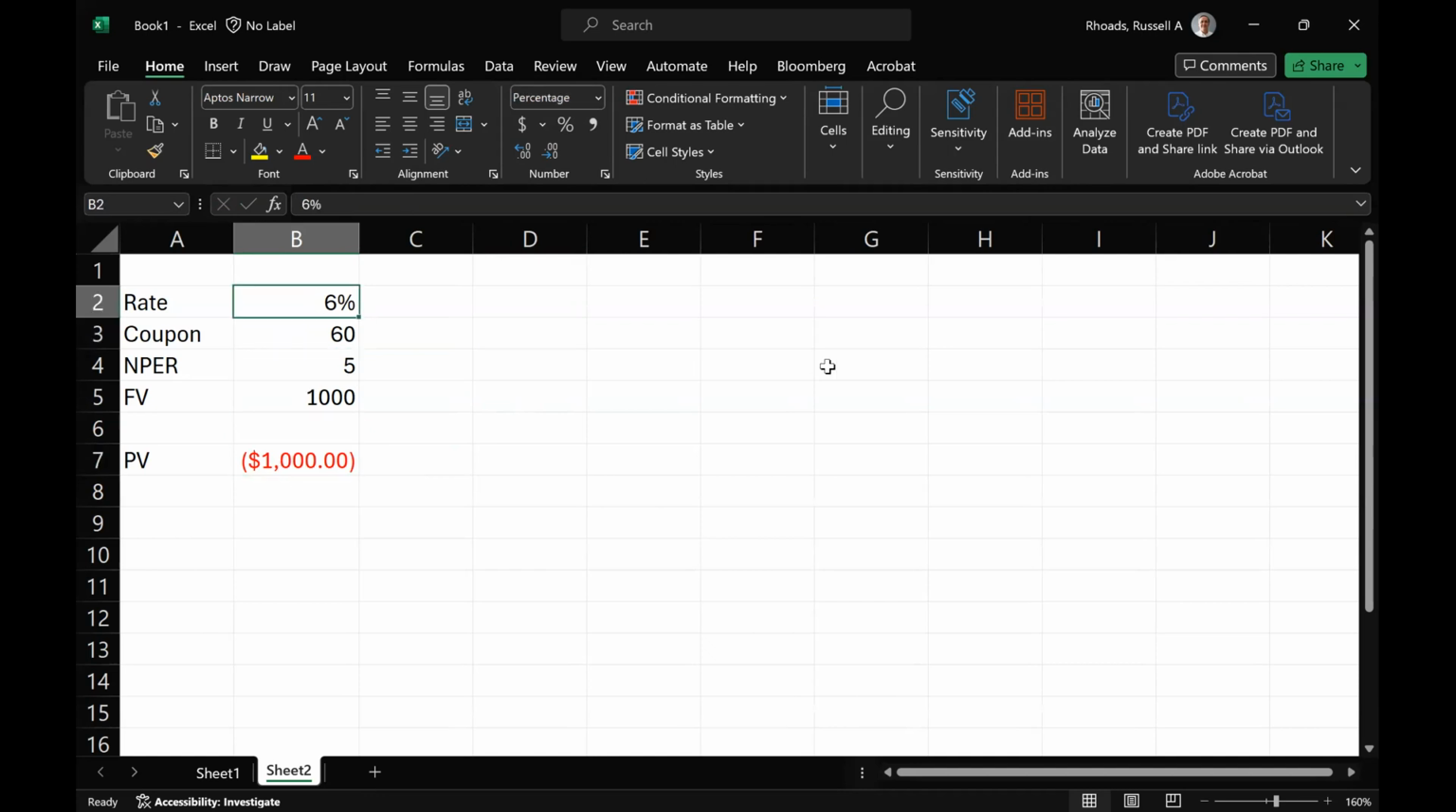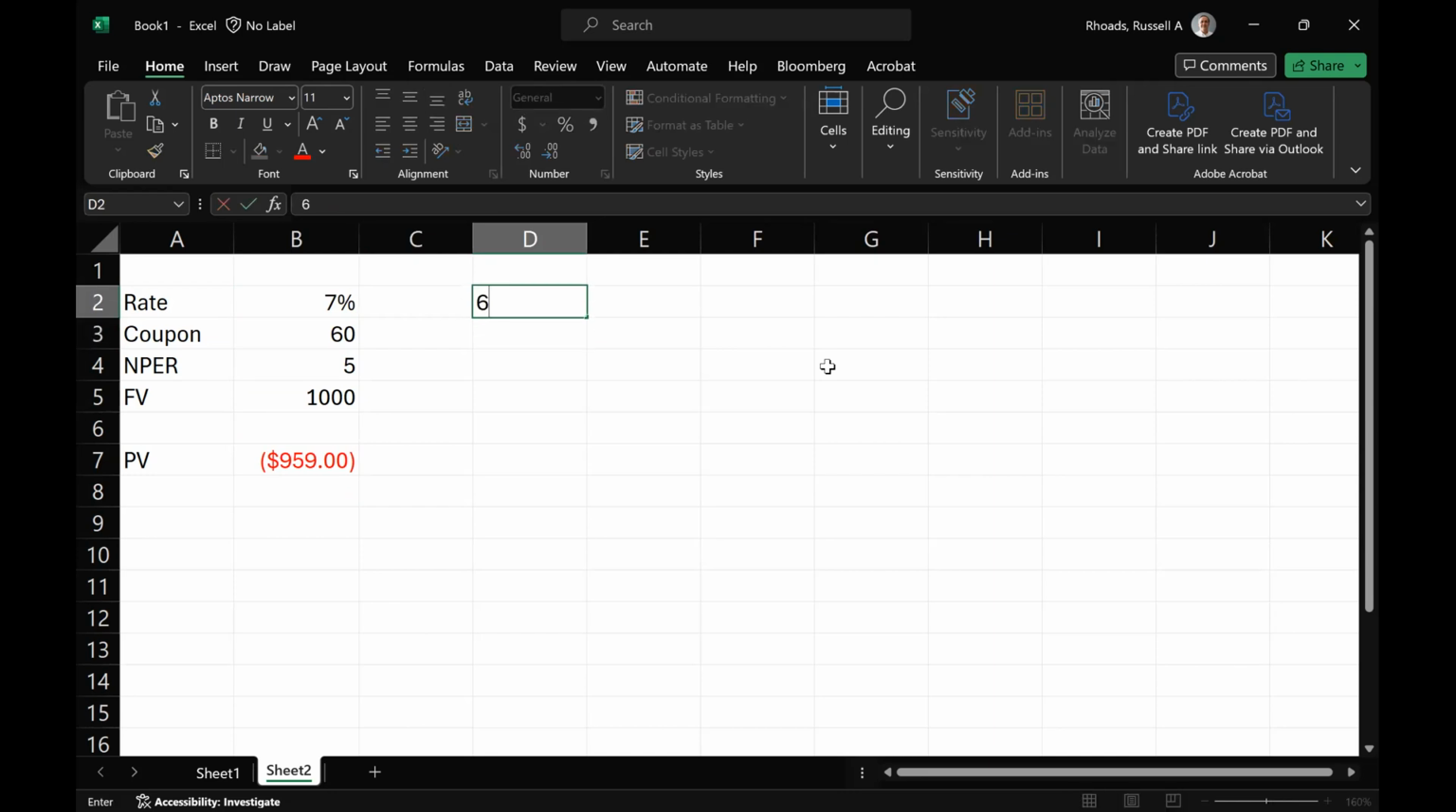But if the yield to maturity is implied to be a higher number based on the bond price, then of the 7% return, we get 6% of the return from coupons, and we get that last 1% of the return from the bond price change.